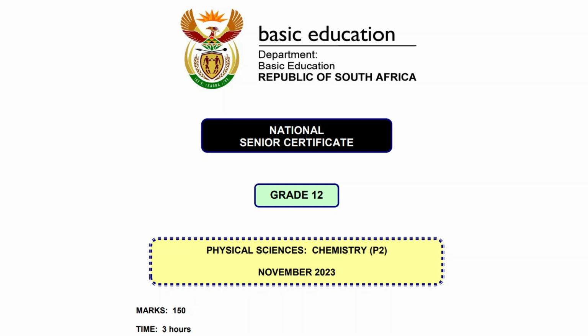Here we have the chemistry paper written by the Matrix of November 2023.